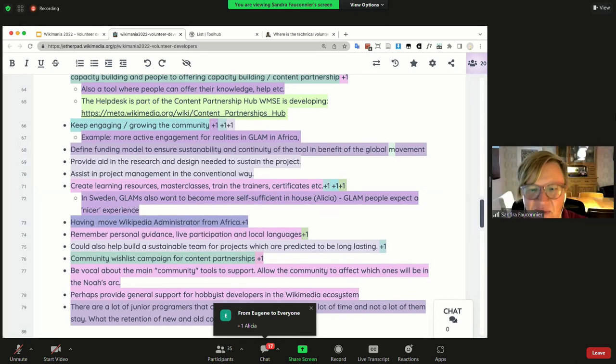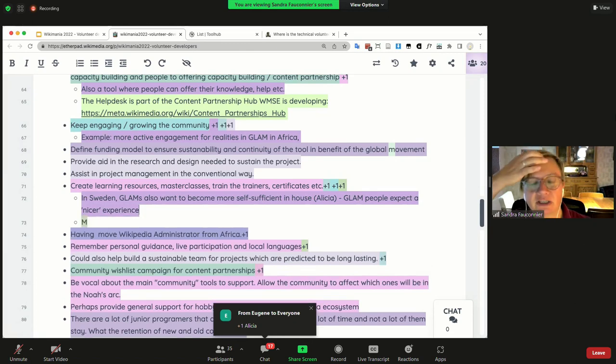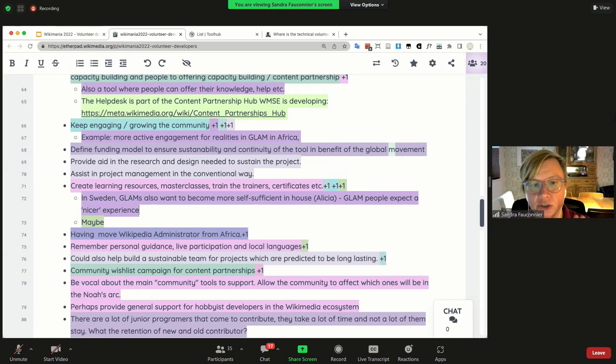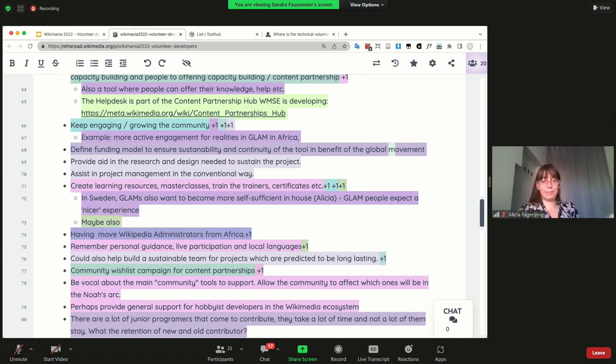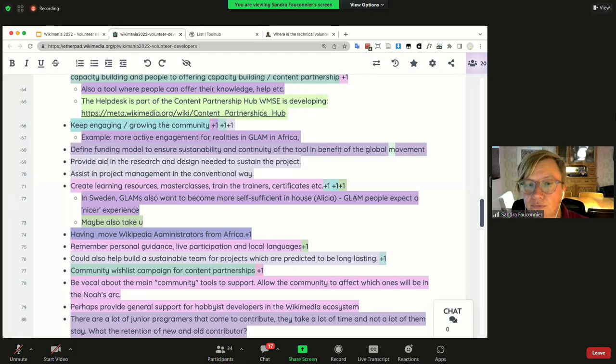I recognize that very much. I see in the group that we also have Michelle from Wikimedia Netherlands, and Wikimedia Netherlands, for instance, is also working on documentation specifically for GLAMs. So I made a note of that. If people want to add things there, then please do.